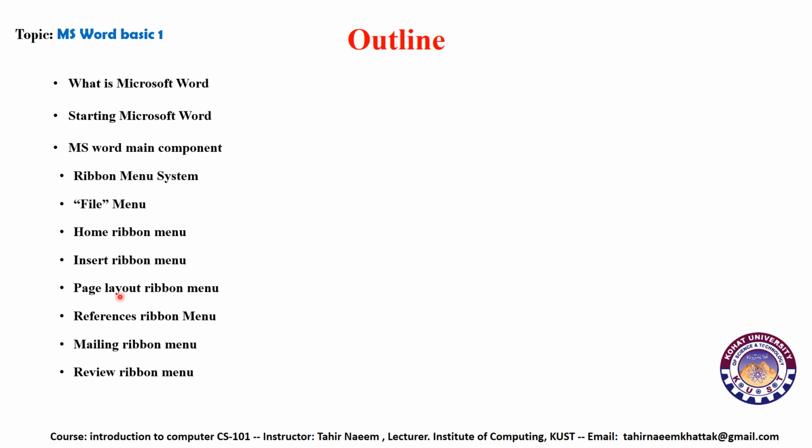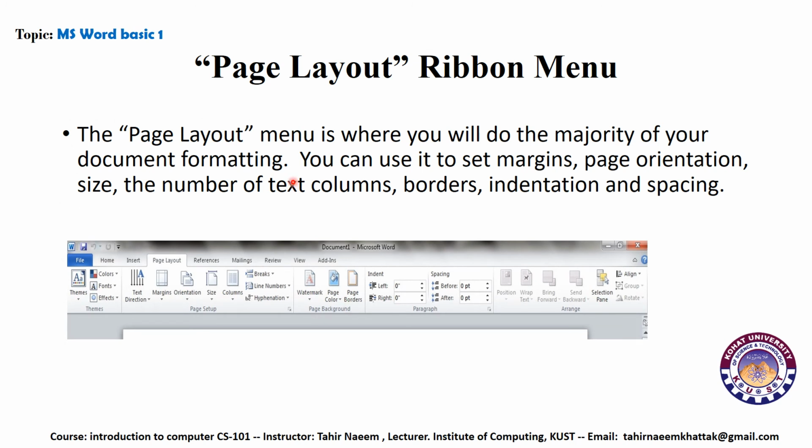The next topic is the page layout ribbon menu. Whenever we select the page layout menu, this is where you will do the majority of your document formatting. In page layout, we mostly perform the formatting of our document. We can use it to set margins, page orientation, size, number of text columns, borders, indentation and spacing. Look here, whenever we select page layout, these are the different groups. First is themes. Themes means how the document looks. The themes have different options like color, font, and effects.